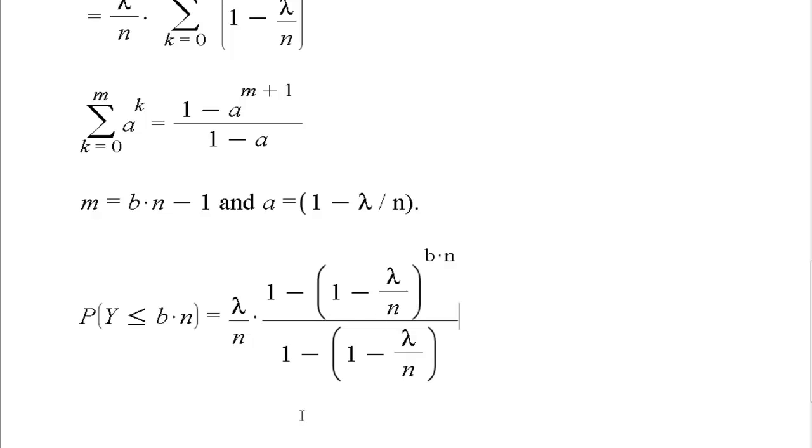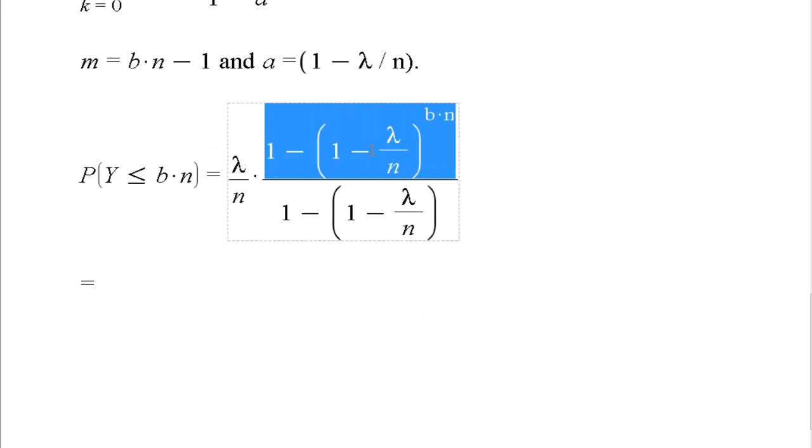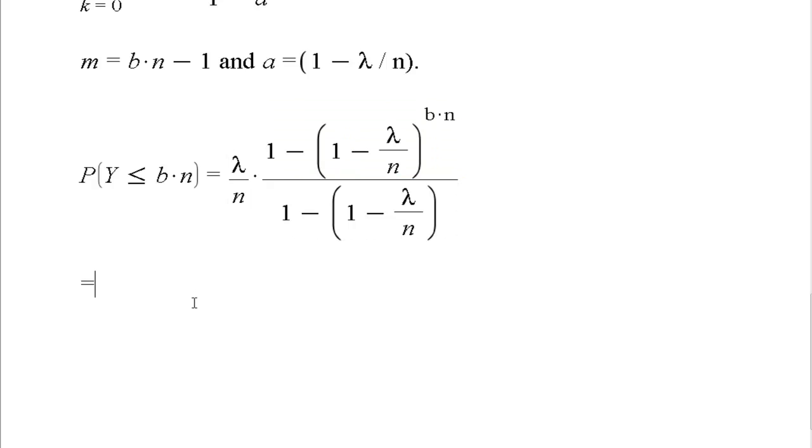The first thing I want to note is that the denominator here is just lambda over n. I have 1 minus 1, that gives me 0, and then a negative and a negative come together and give me a positive. That's lambda over n in the denominator. That cancels with lambda over n over here. And we get that this is equal to just the numerator. So we have 1 minus lambda over n to the power of b times n.